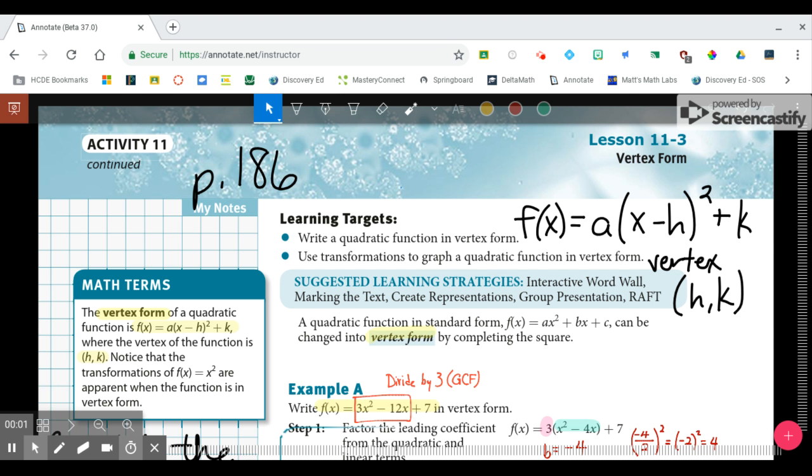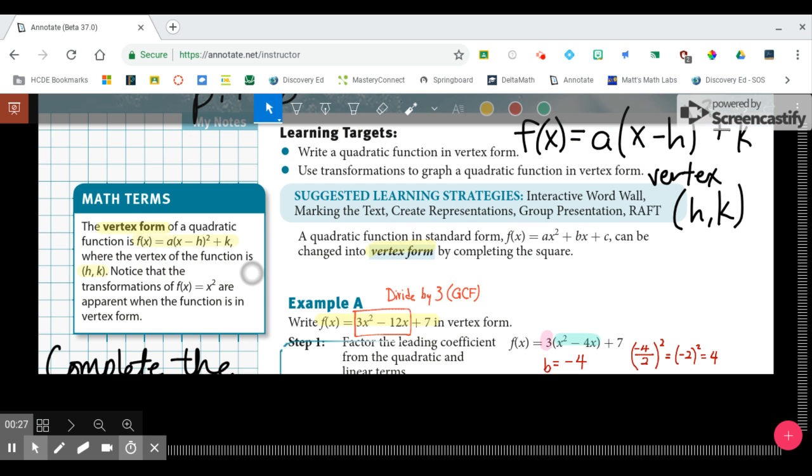Today we're on lesson 11-3 vertex form, page 186. We're going to be looking at writing quadratic functions in vertex form. The functions we're going to be given today are in standard form. Remember, standard form is ax squared plus bx plus c. We're going to learn the steps to rewrite this so that we can easily identify transformations, and we're going to rewrite it in what's called vertex form.